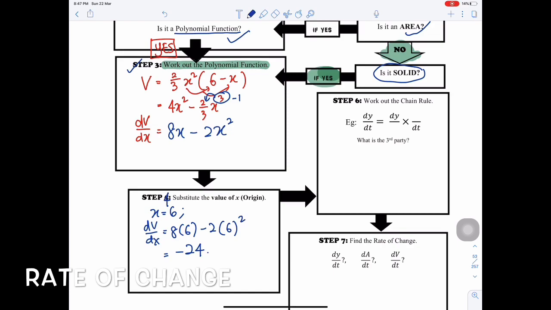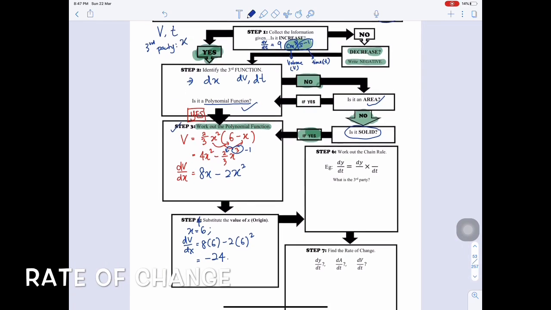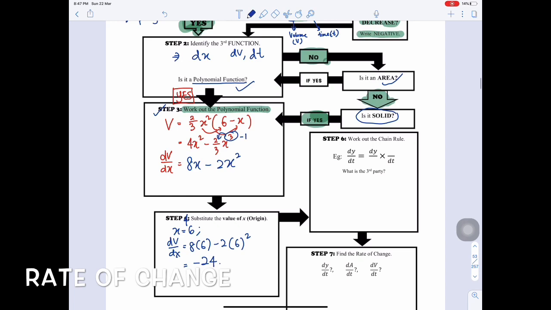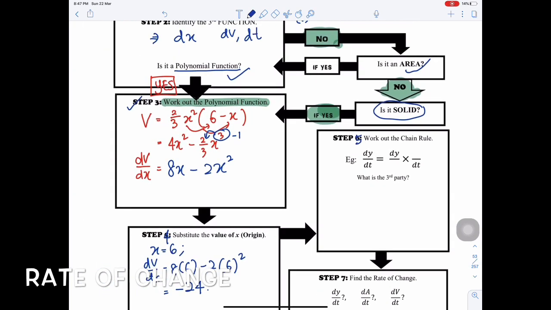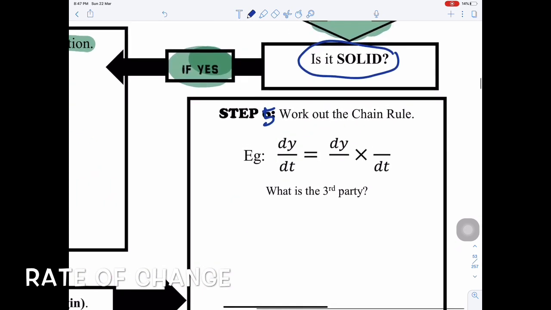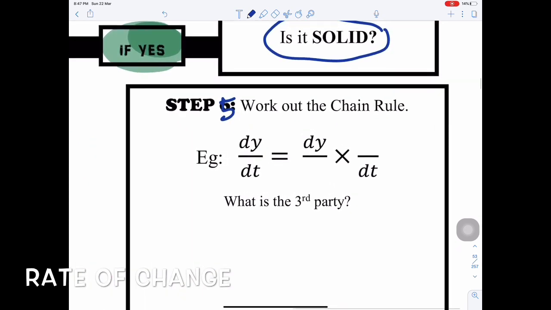Next step, step 5: work out the chain rule. For example, left hand side must equal right hand side. First of all, the left hand side equals the right hand side: dy dt equals dy over dx times dx over dt. So what is the third function?